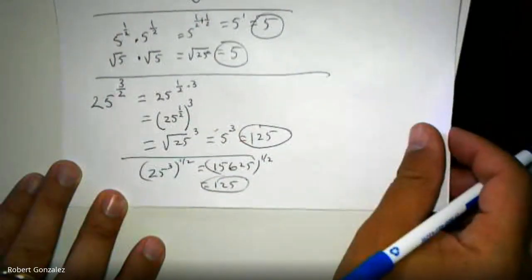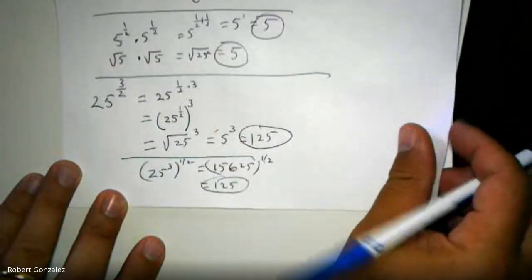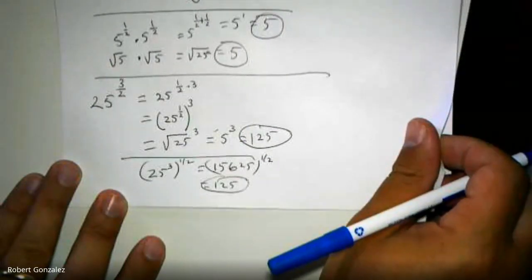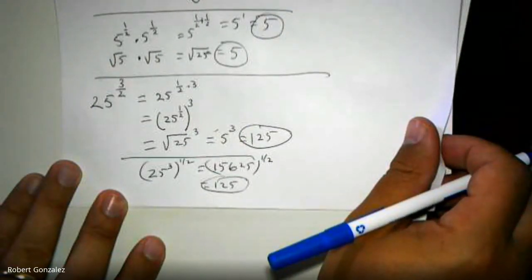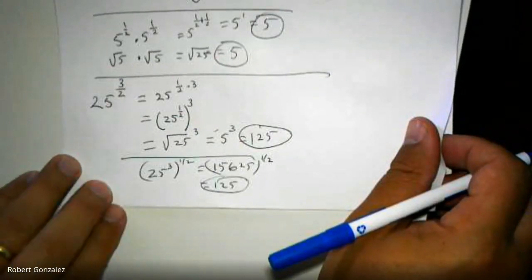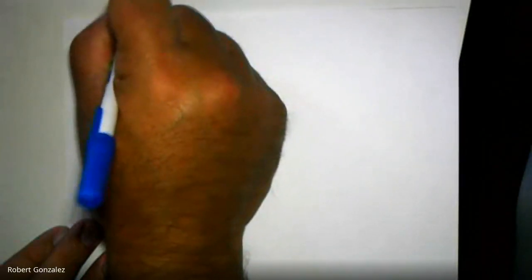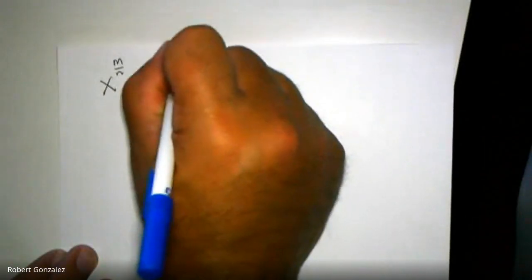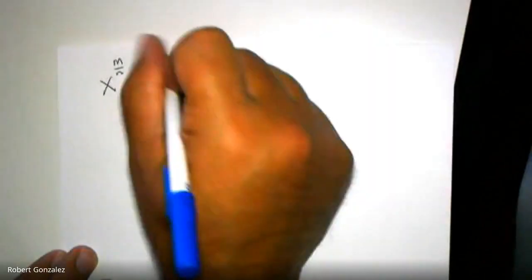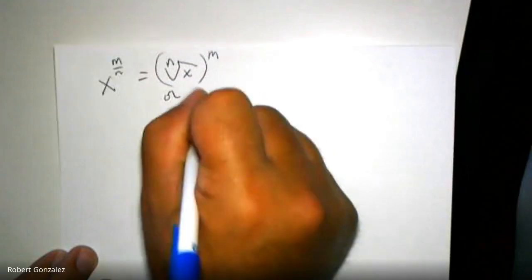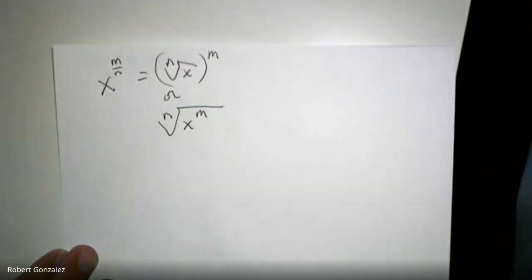So now let me write it out algebraically. Take a screenshot if you'd like. I'll pause for 3 seconds here. Okay, once again, this will all be available later on the YouTube video. And so here's what it comes down to. X to the m over n equals the nth root of x to the m power, or the nth root of x, to the m power.